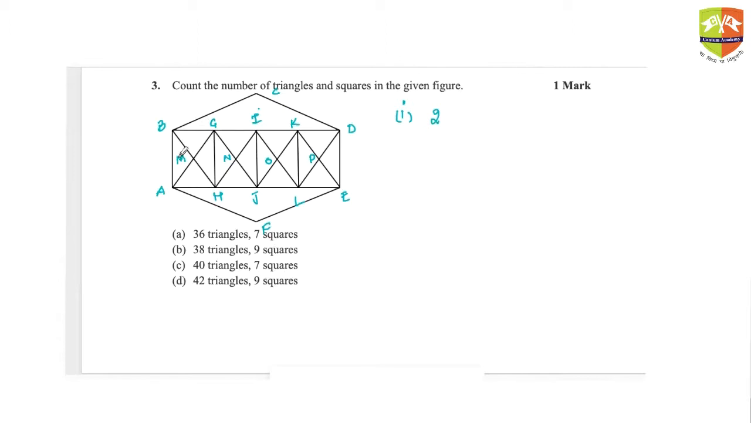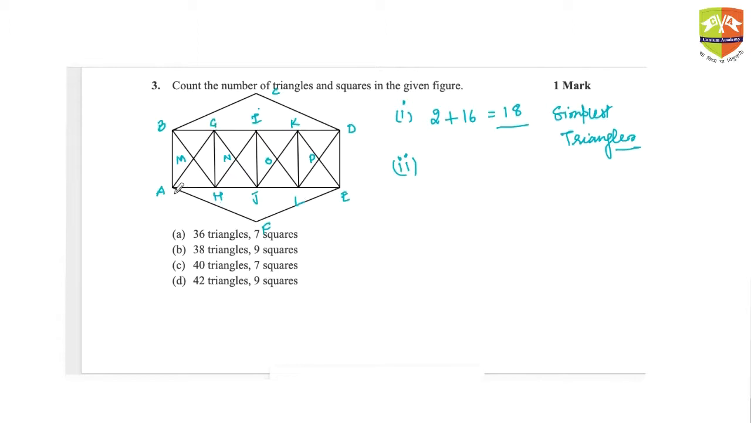Now 16 inside. 1, 2, 3, 4, 5, 6, 7, 8, 9, 10, 11, 12, 13, 14, 15, 16. So 2 plus 16, with one component, I'm getting 18. These are the simplest triangles. Now if I take any one of them, the concept of triangle is gone in the top and bottom. I'm not making anything from this top and bottom anymore.